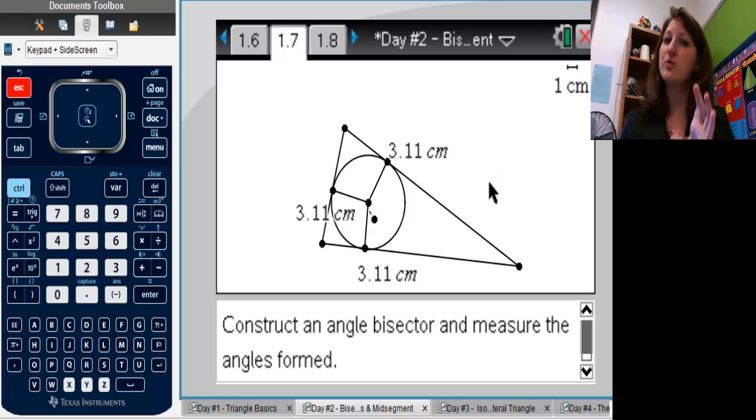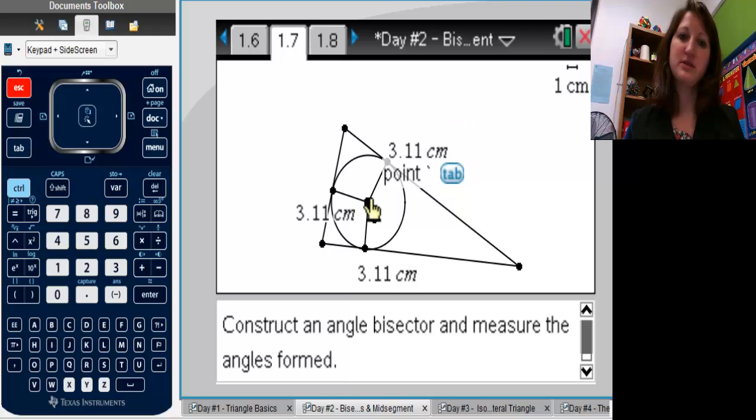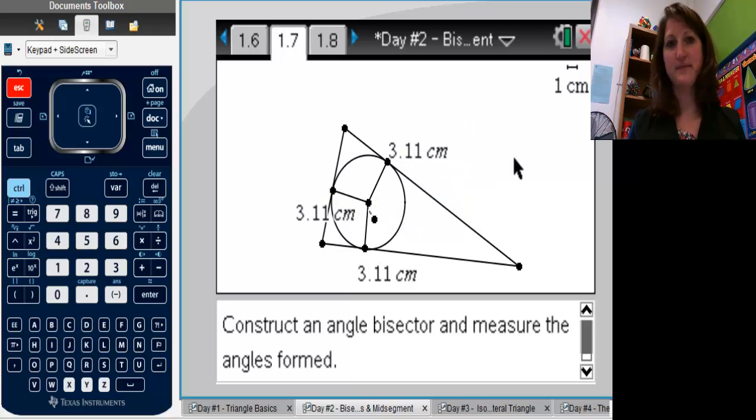Okay, so at this point all you really need to understand is that all of those perpendicular segments are going to be the same length. Okay, so that's it for today for day 2.